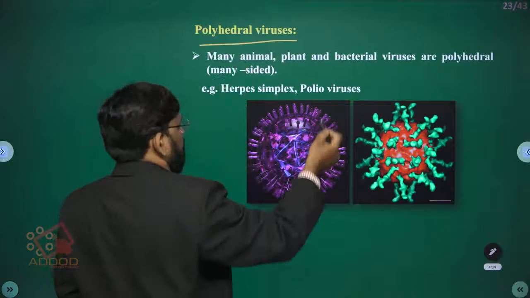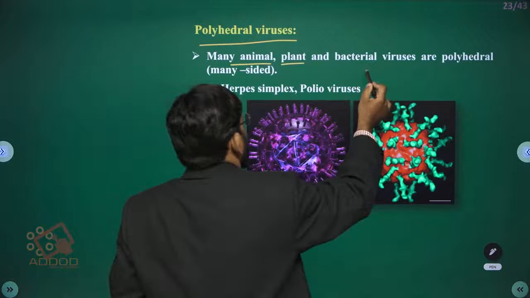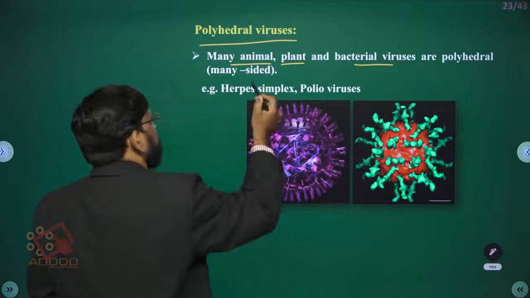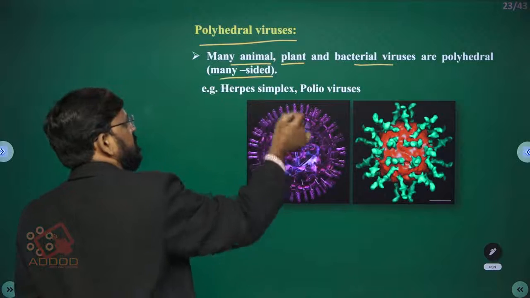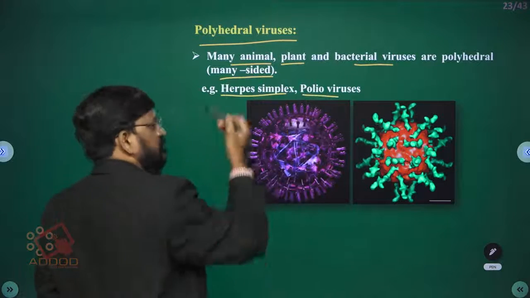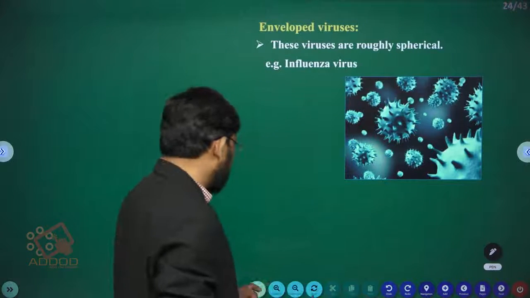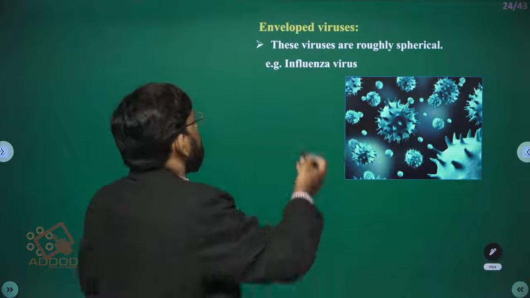And polyhedral virus, these are polyhedral viruses. Many animal viruses, many plant viruses, and bacterial viruses are polyhedral, meaning they show many sides. These are many-sided. Examples, herpes simplex and polio virus, are the best examples of polyhedral viruses. Generally, plant and animal viruses have that polyhedral shape.